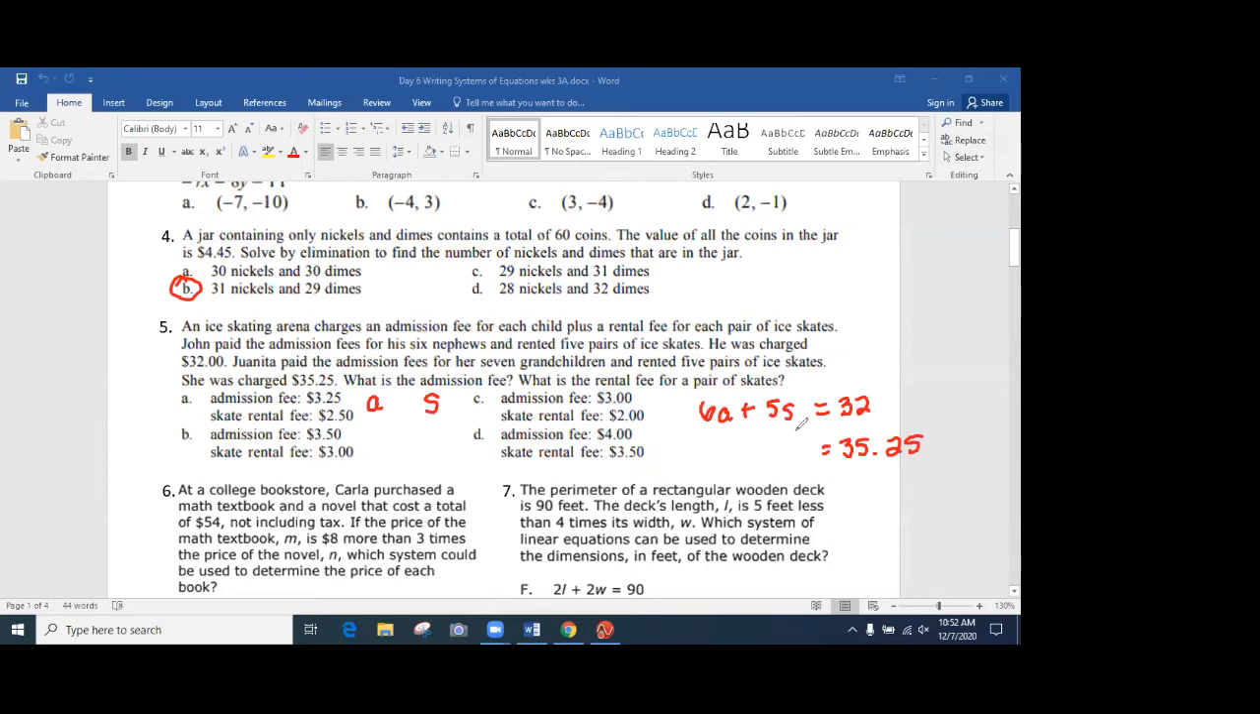Now let's see what Juanita did. Juanita paid admission fees for 7 grandchildren. How many admissions did Juanita pay? 7, so 7A, plus she rented 5 pairs of skates. So 5S. These are S's right here, not 55. Make sure you're writing these down. Make sure we're writing the equations down.